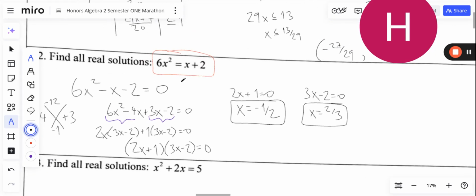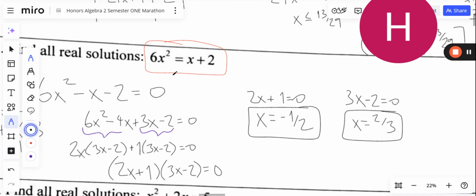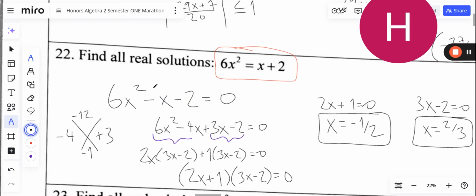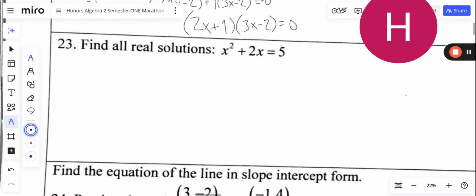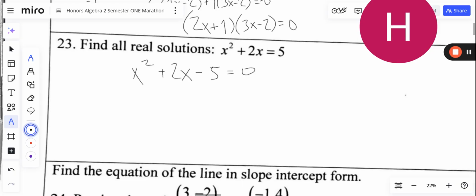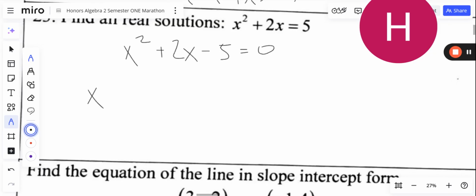You can definitely check those if you need to. Plug in -1/2, see what you get. And then plug in 2/3, see what you get. Both left and right side should be equal. Otherwise, that means you did something wrong with your solutions. Same kind of thing here. I suspect this one does not factor. Because they're going to give you a problem where it factors, and then they're going to give you one where it does not factor. So we have to use the handy-dandy, right, quadratic formula.